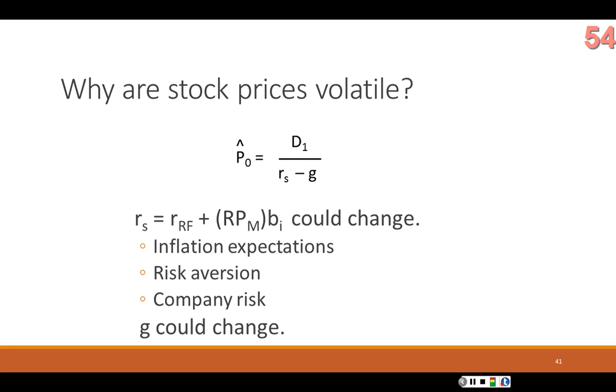So why are stock prices so volatile? First, the required return could change. So the risk-free rate could change, or the market risk premium could change. This could be changes in risk aversion, in company risk, or changes in inflation. And secondly, our growth rates can change. Our anticipation of future events can change.